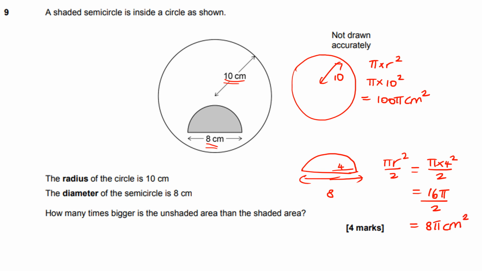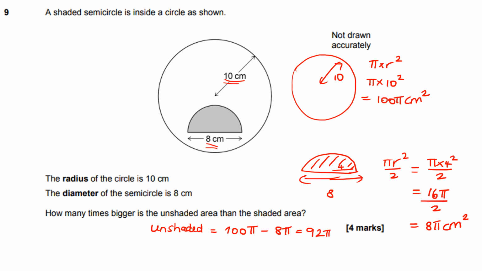Now, this is the shaded area, and we are going to find out the unshaded area to see how many times bigger it is. So unshaded area, I'm just going to write it down here. Unshaded is 100 pi take away 8 pi. So that is going to be 92 pi is the unshaded area.